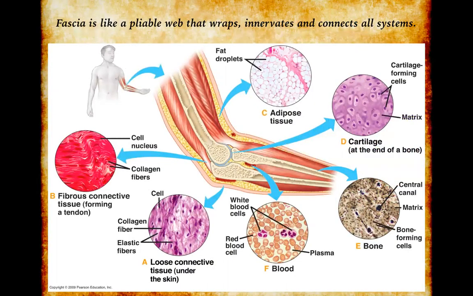Okay, so fascia is like a pliable web, right? And we kind of covered this, but I just wanted you to see another picture. So look down in the bottom, it says A, right? Loose connective tissue under the skin, okay? That's the first web. Then look at B, the fibrous connective tissue, which forms tendons. And tendons connect muscle to muscle, and ligaments connect muscle to bone. And from B, you go to C, the adipose tissue. Right? So that is also wrapped in fascia. And then from C, you go to D, the cartilage at the end of each bone.